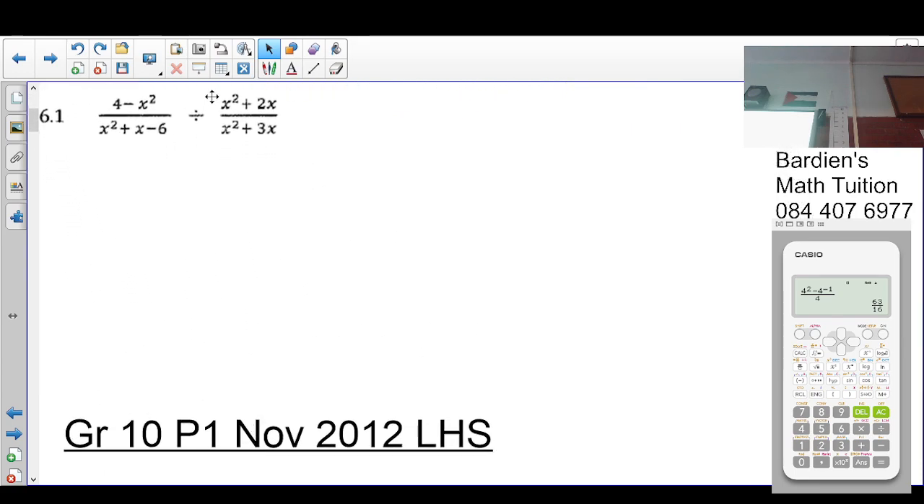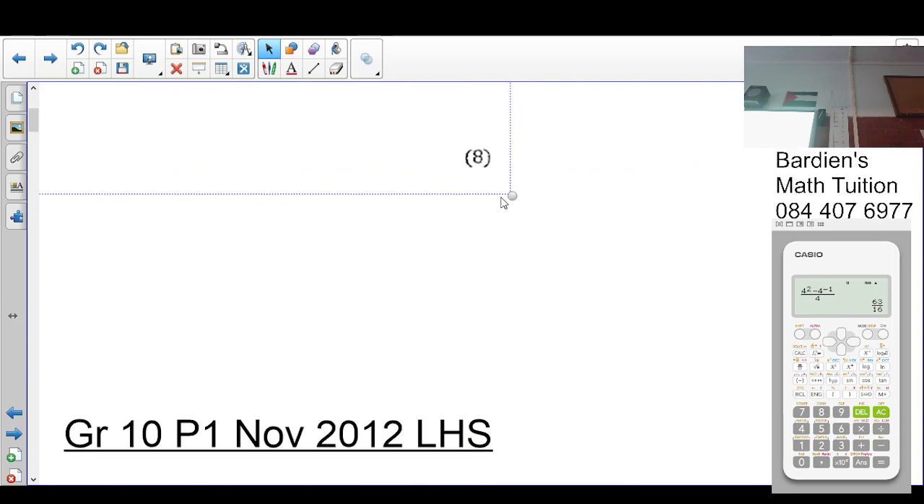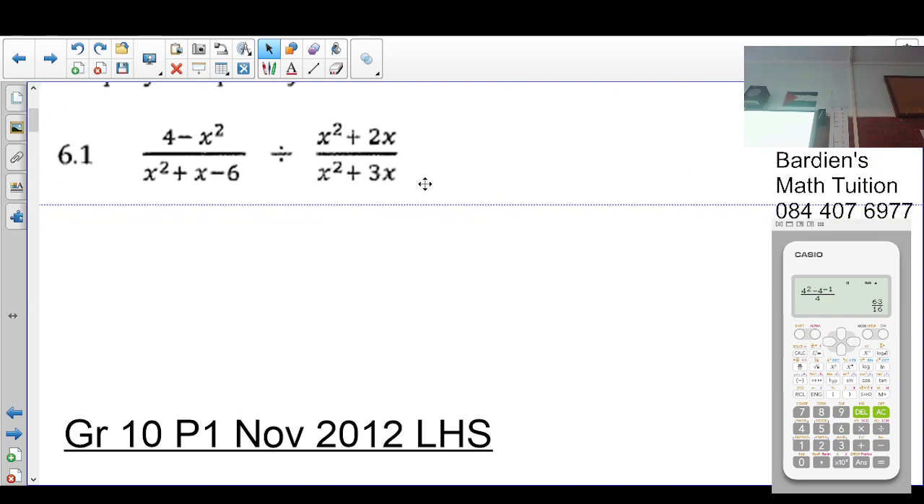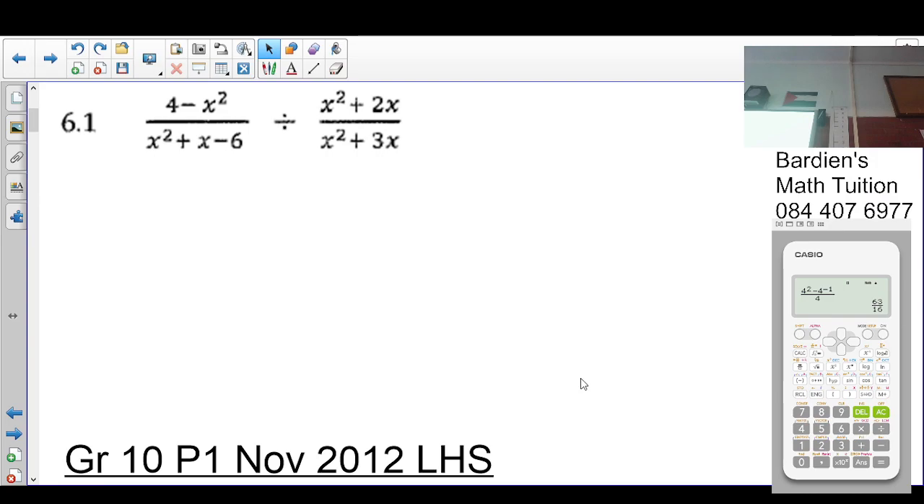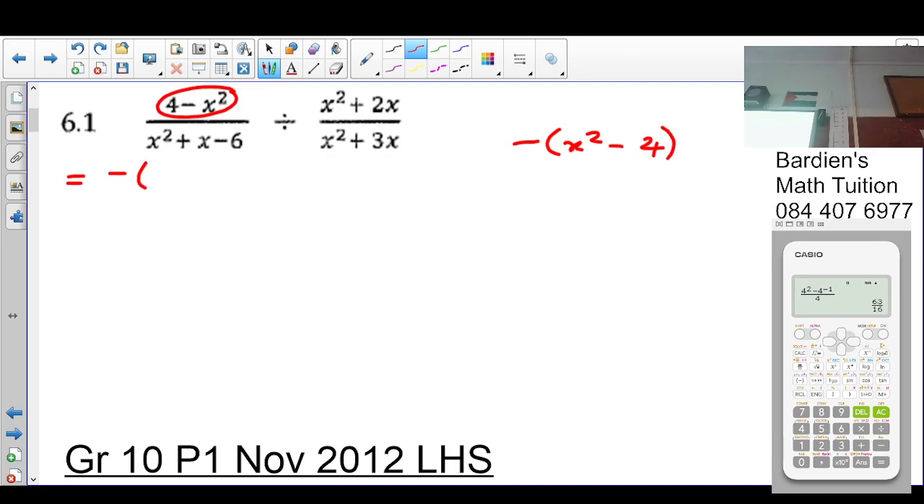Number 6.1. The question says simplify completely. 8 marks. So where do we start? We take a difference of 2 squares here, not so? We're going to swap that around first, and then take a difference of 2 squares, so it's going to be x minus 2, x plus 2.